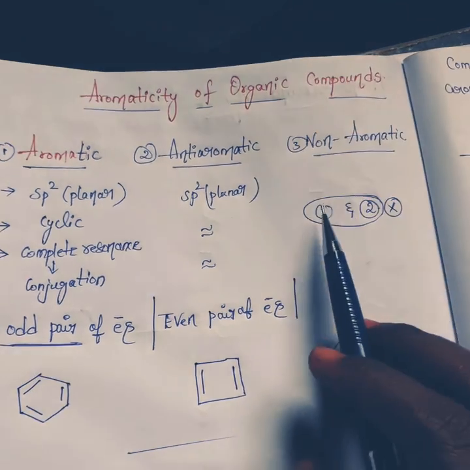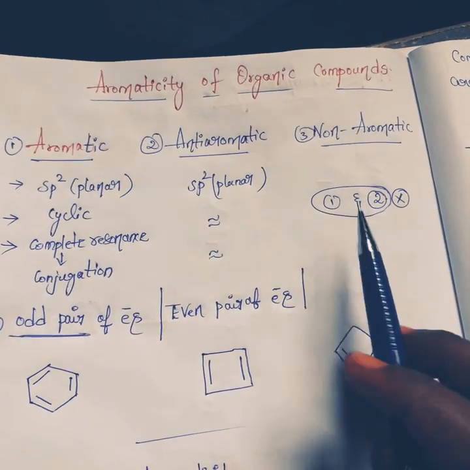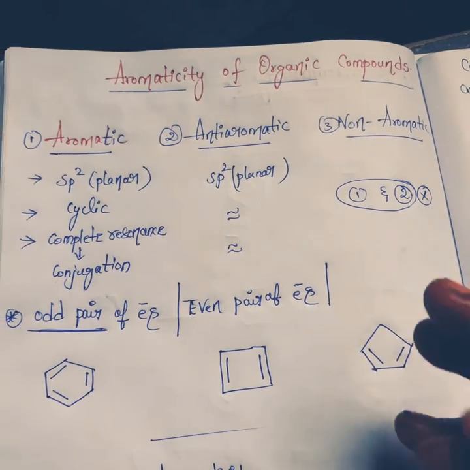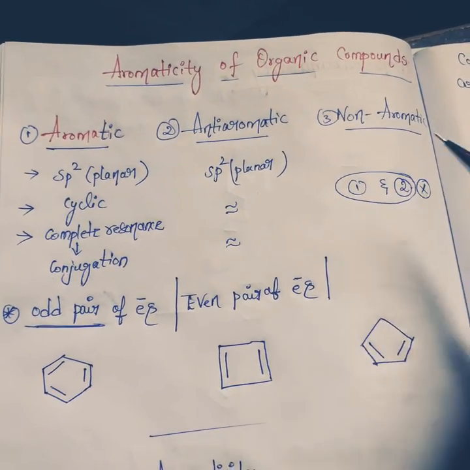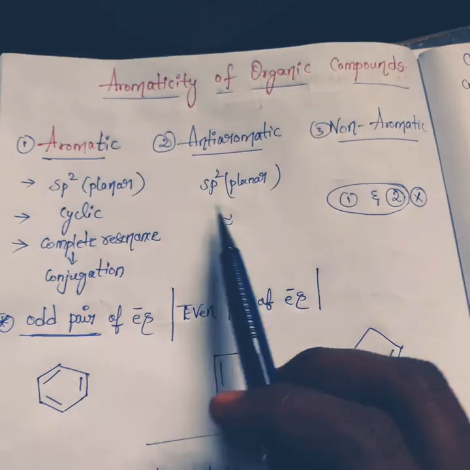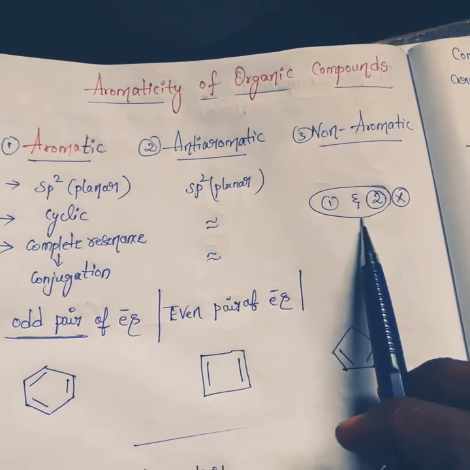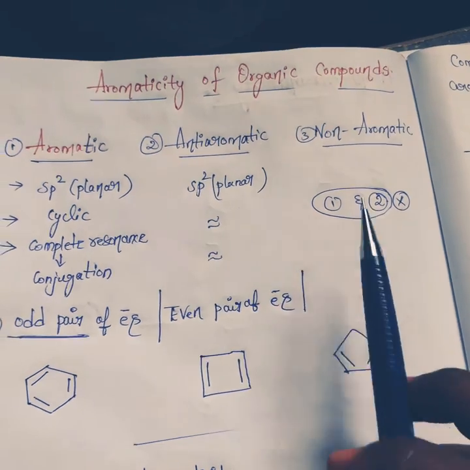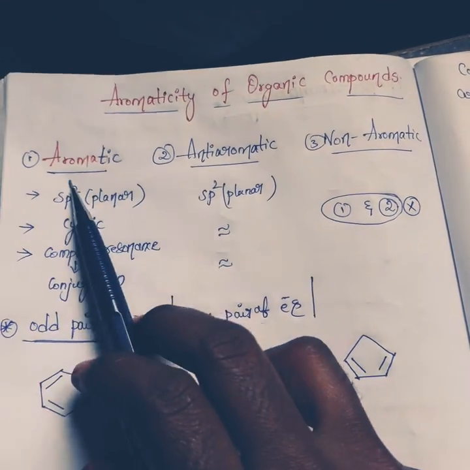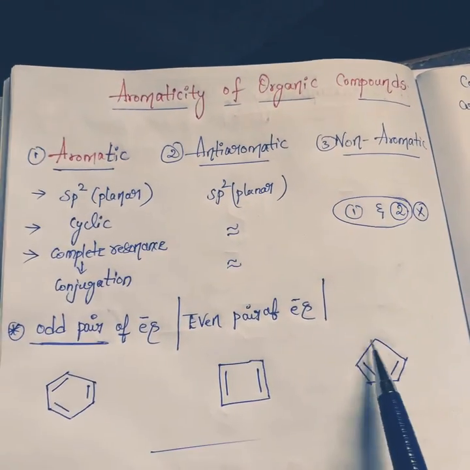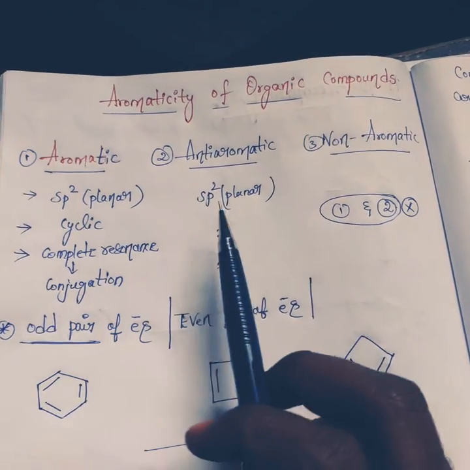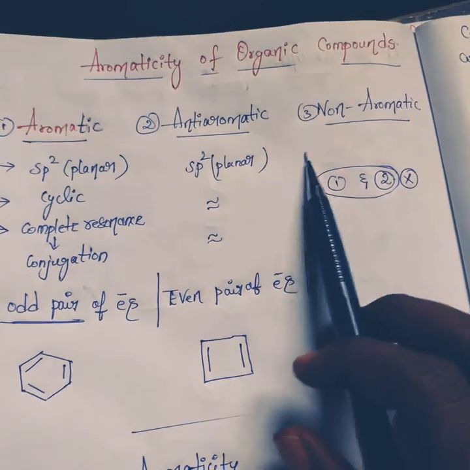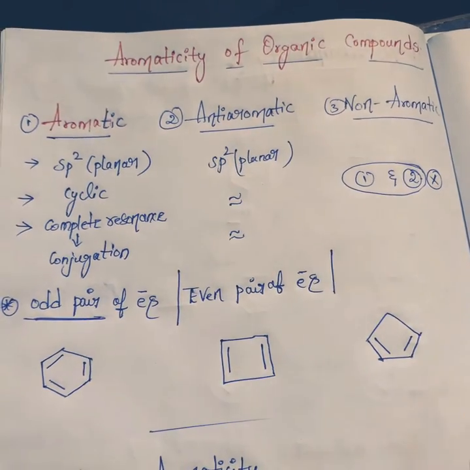Next, non-aromatic means if a particular molecule or organic compound does not follow these characteristics, then it should be considered non-aromatic. If it does not come under aromatic or anti-aromatic, then it should be considered non-aromatic. Okay, I hope you understood.